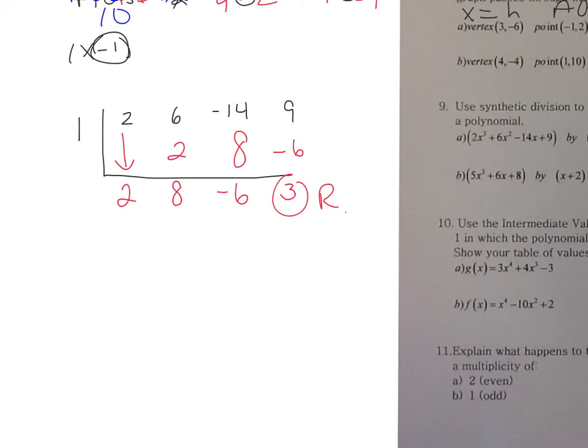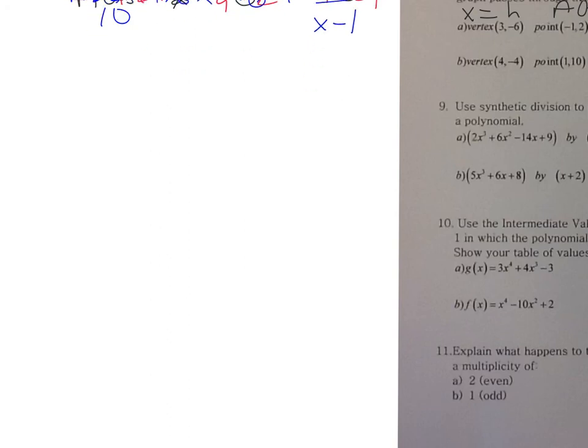That's my remainder. I started off with an x to the third, so this is going to have an x squared. So it'll be 2x squared, and then now it goes down in order. Plus 8x minus 6 with a remainder of 3. So it'll be plus 3 over my divisor, which is x minus 1. Okay, let's take a look at 9b.